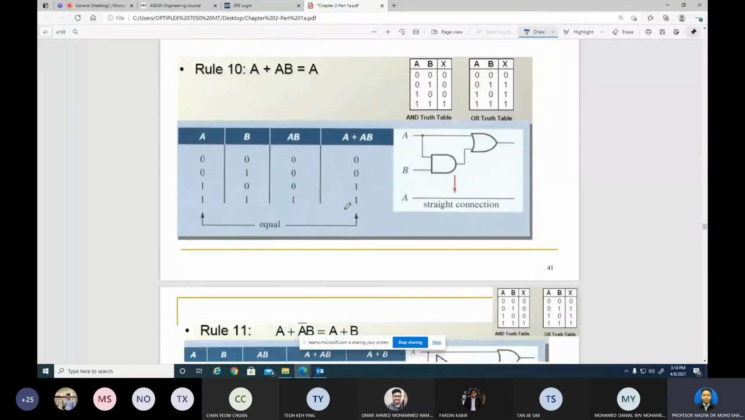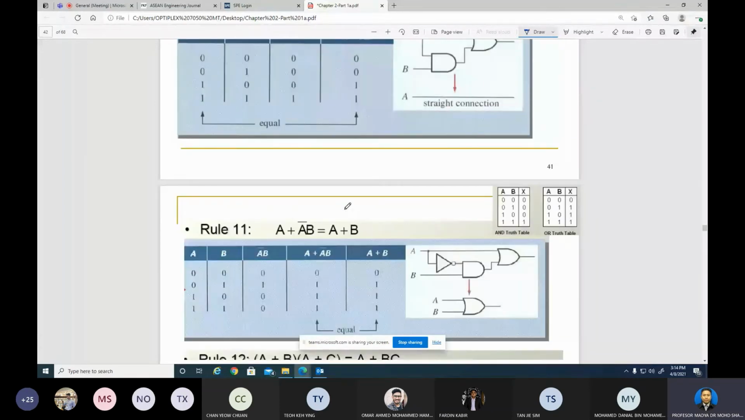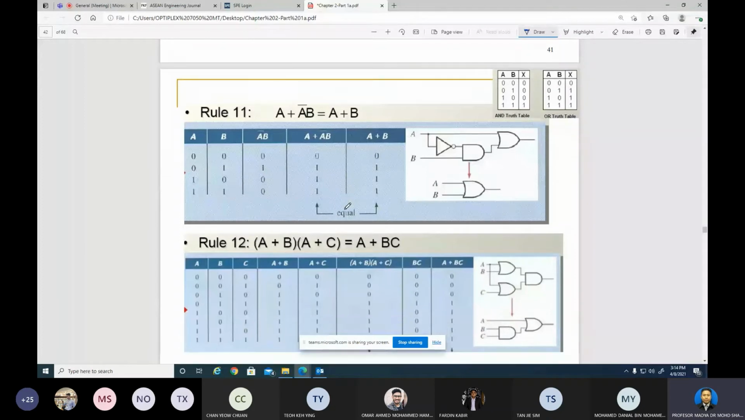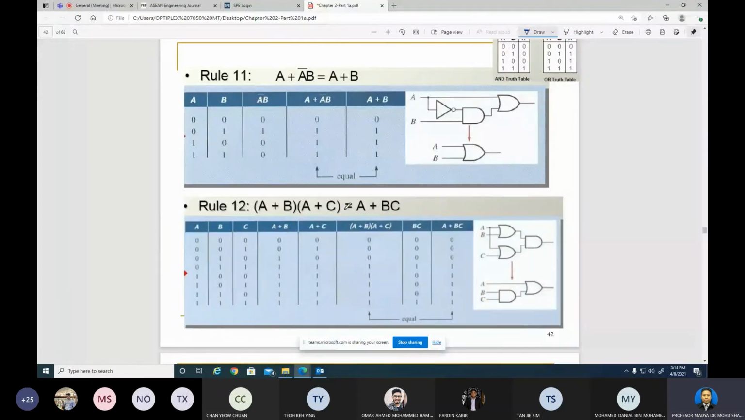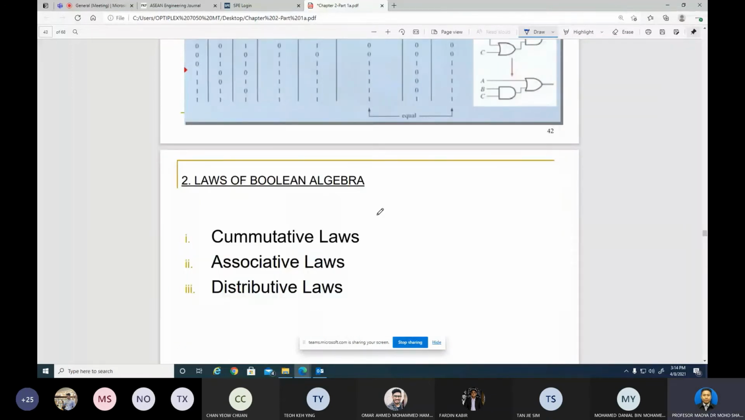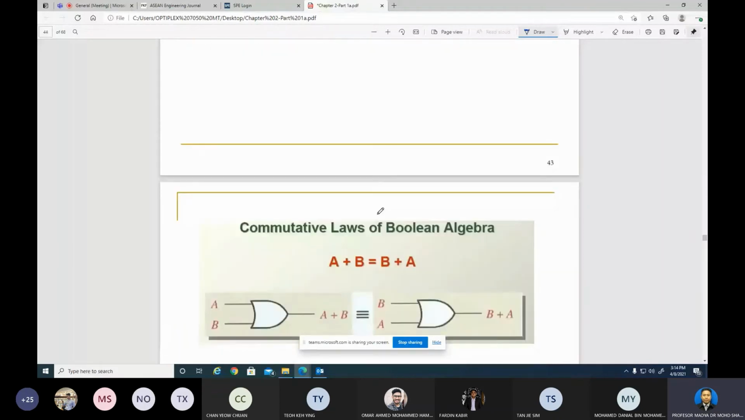I just skip this one because normally we just use these rules, and normally they will be given for the midterm and the test, so there is no need to memorize these formulas. Then we go to the laws of Boolean algebra. We have the commutative law, the associative law, and the distributive law. This is what I mentioned to you before.